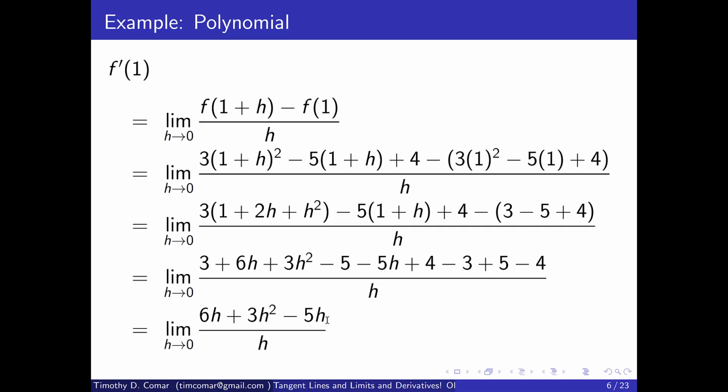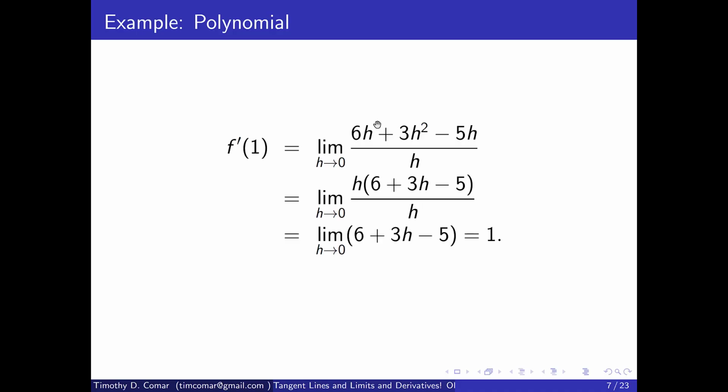And yes, we have a common factor of h there. Now, we factor out that h in the numerator and cancel out these h's. So we're now left computing the limit as h goes to 0 of 6 plus 3h minus 5, which is just 1, and that is the slope of our tangent line.